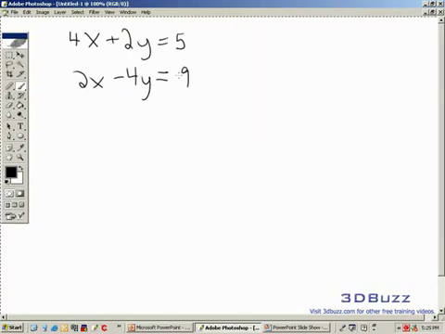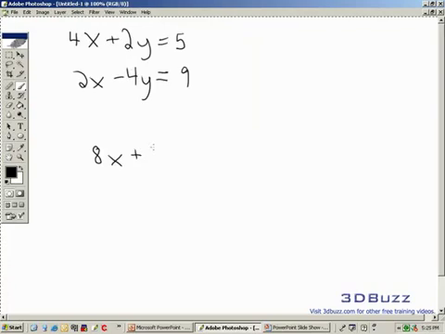So what we do is we can do it in many different methods. The first thing I'm going to do is say, hey, we've got a minus 4y here. So if we had a positive 4y here and we added, we'd have 0y. So I'll start by multiplying the first row by 2. If you multiply the whole first row by 2, you'll get something like this.